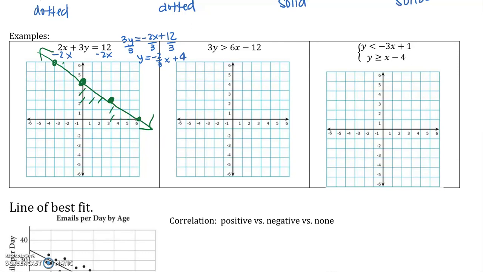Now let's look at this one. It's an inequality. First, y is not by itself. The first thing I need to do is divide everything by 3. So y is greater than 2x minus 12 divided by 3, that's 4. So first I start like a normal line. I go to negative 4. And then I do my slope. My slope is 2 over 1. So I go up 2 over 1, up 2 over 1. And again, I draw enough dots to fill my whole coordinate plane.